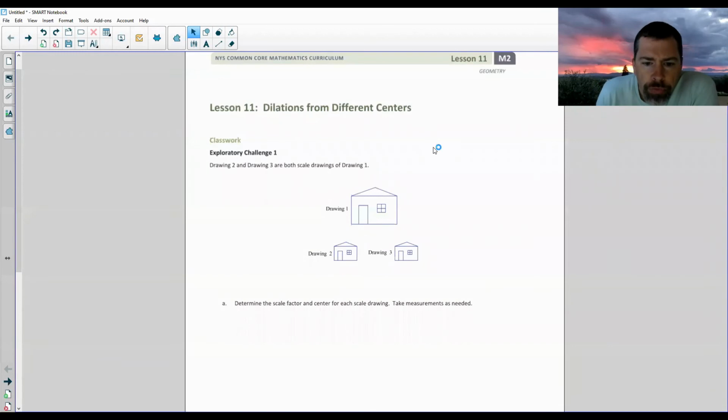Okay, so first thing we have to do is determine where the center of dilation is. Okay, so it says determine the scale factor and center. All right, so obviously, if I had a center here, for example, O, and I scaled this up, drawing 2 would be over here somewhere, and drawing 3 would be over here somewhere. There's no way to get it to be the same drawing.